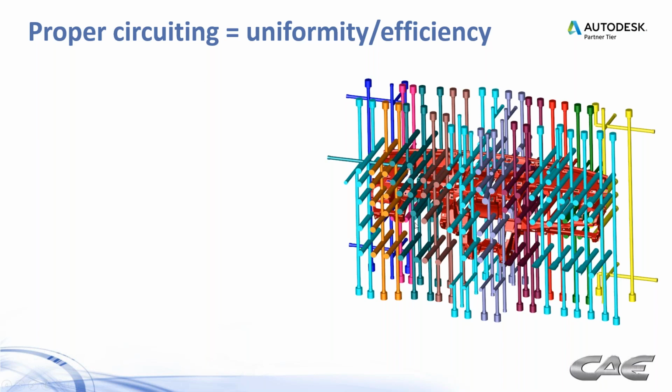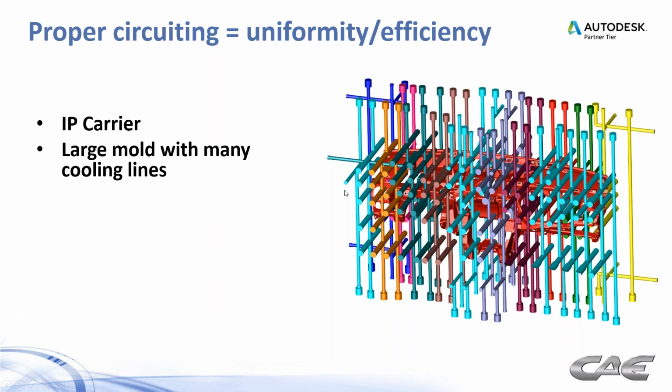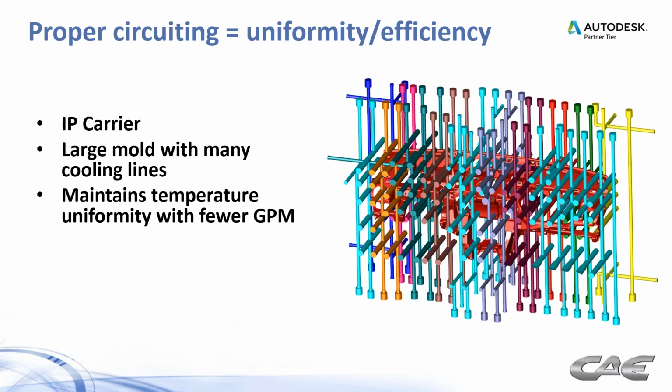Now we're going to talk about circuiting. You look at this cooling design on this instrument panel and you say, whoa, I don't even know where to start. And you've probably seen it at the press, just start jumping hoses together and see what happens, right? So this is an IP carrier. It's a very large mold with many cooling lines. And through proper circuiting, we're able to maintain temperature uniformity with fewer GPM, but we've got to do it right. The potential savings for this per year were something on the order of $206,000.